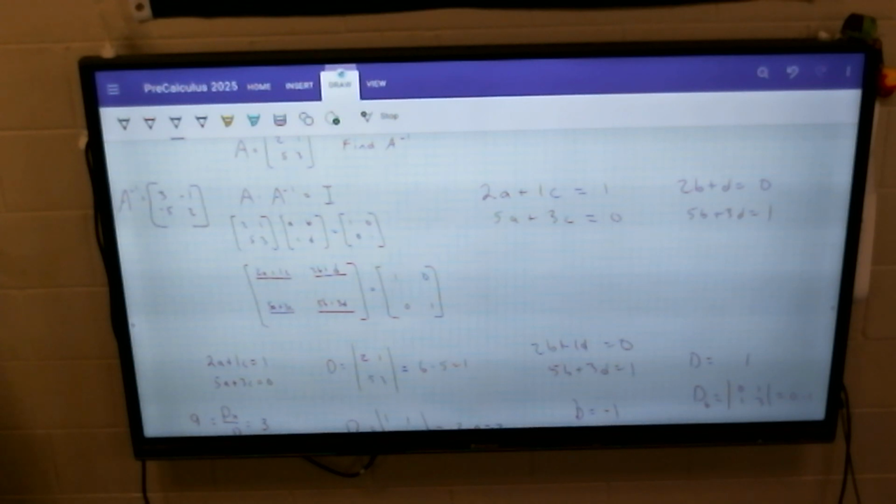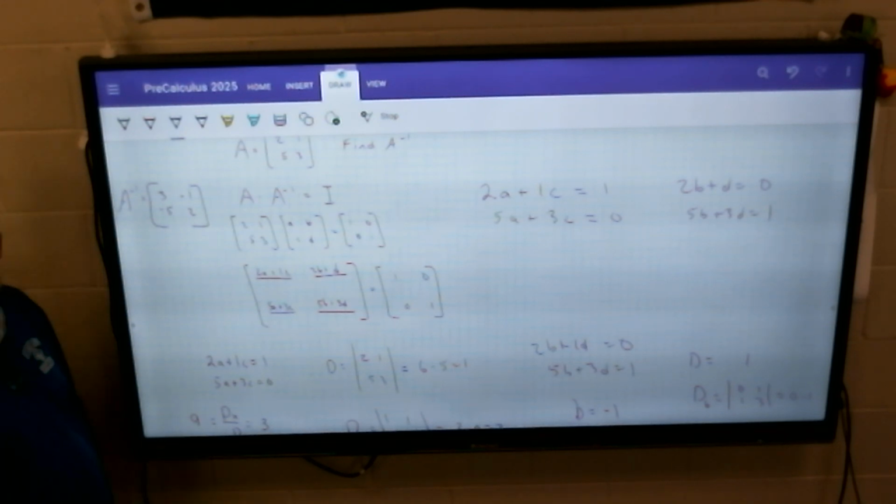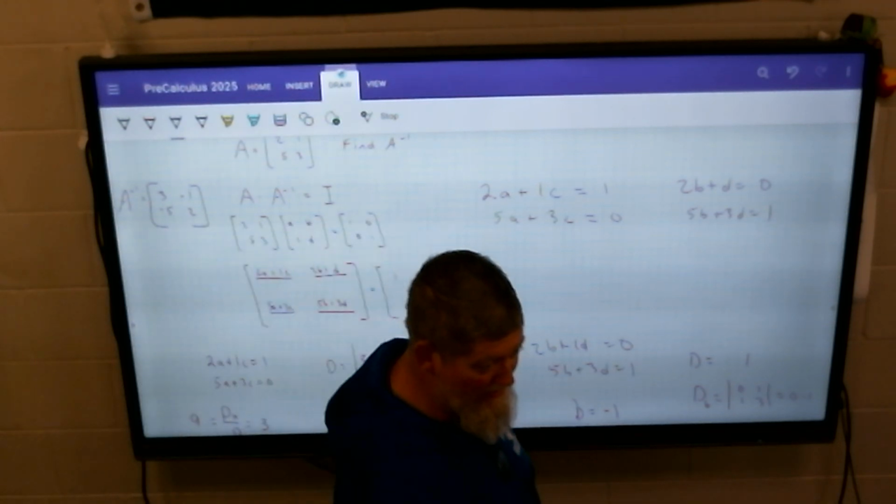So there's our inverse. We're not done though. Does that process make sense? You good with the process?